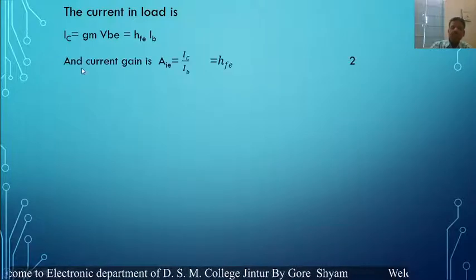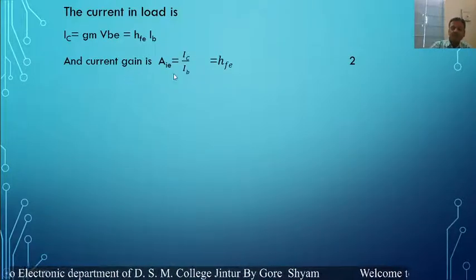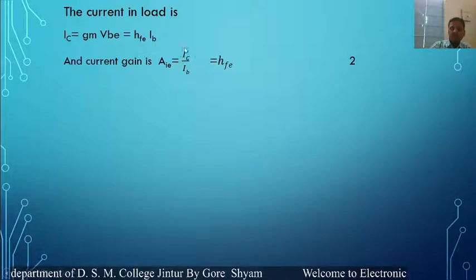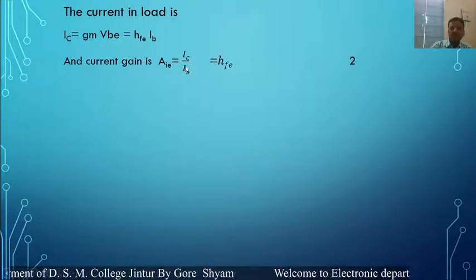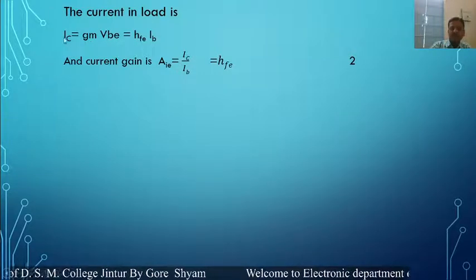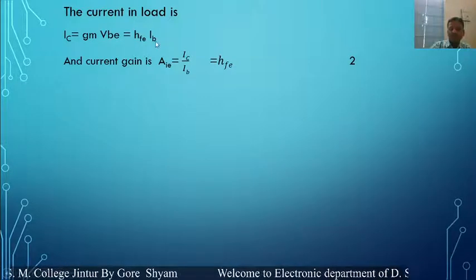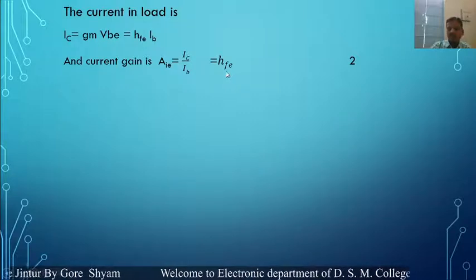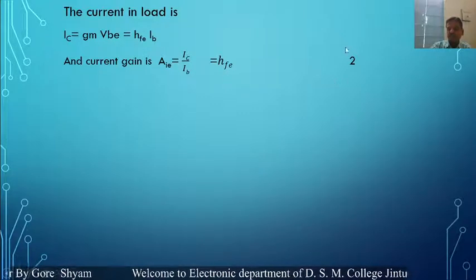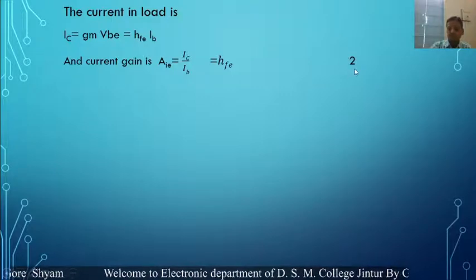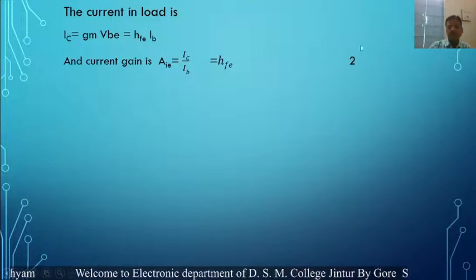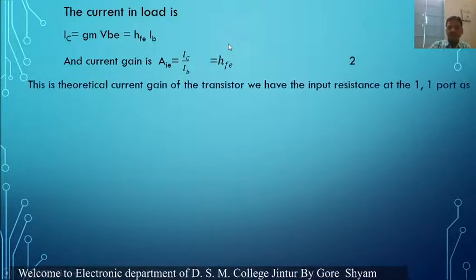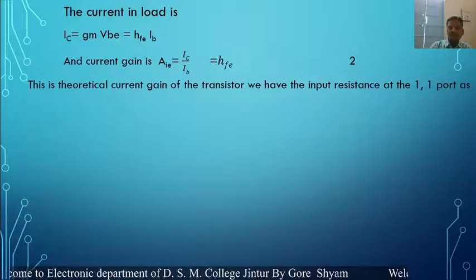Okay, so the current gain is the ratio of output current to the input current. Output current is IC and input current is IB. Therefore, from this equation, IC is equal to hFE into IB. From that we can find IC divided by IB, so IC divided by IB is equal to hFE. This is equation number 2. So, the current gain for common emitter amplifier is equal to hFE. This is the theoretical current gain of the transistor.